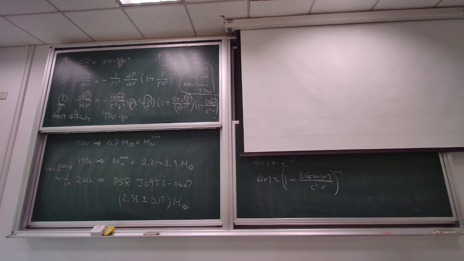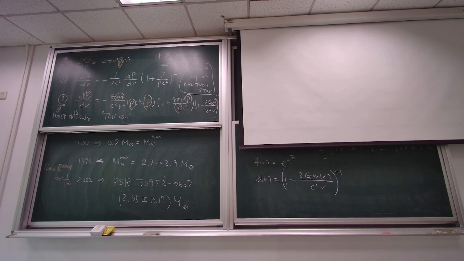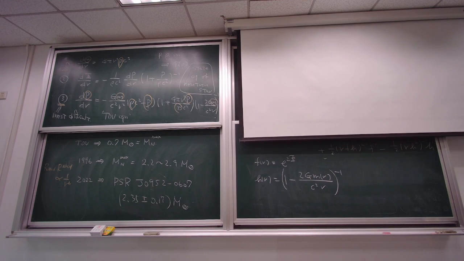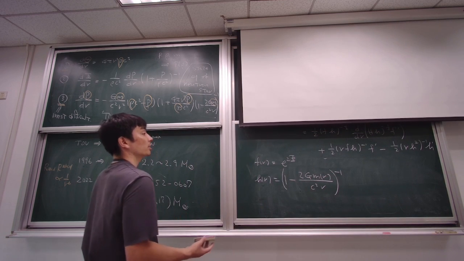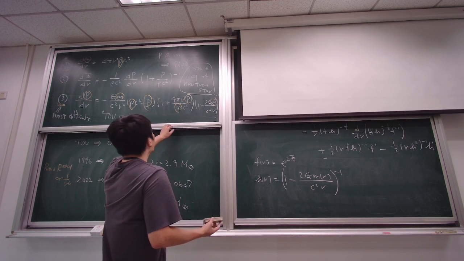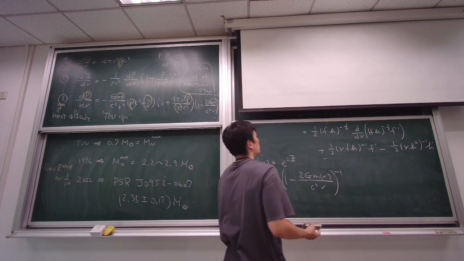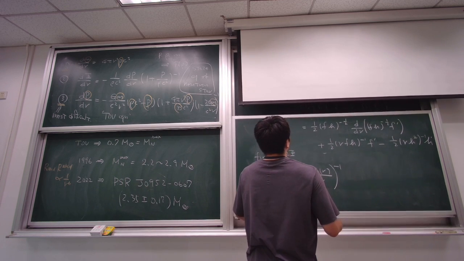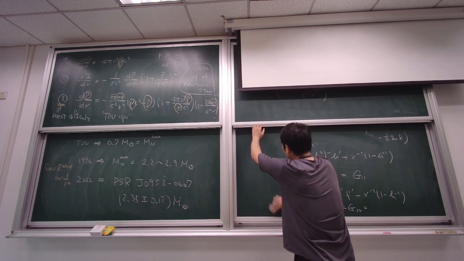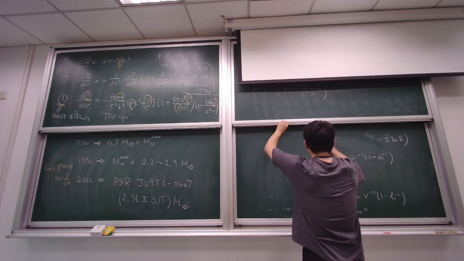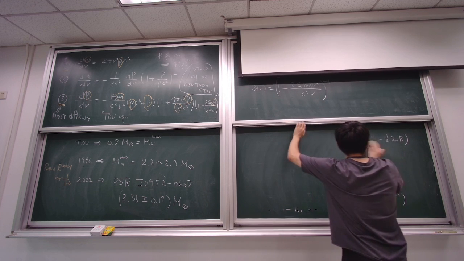And then, so you can play around by using Mathematica to solve the Einstein equation. Okay, and now let's move back to the Schwarzschild black hole.